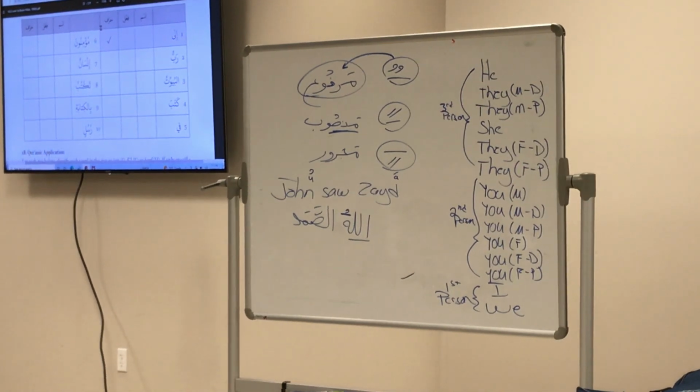But here's a review of what we talked about last week. So let's go through this chart right now and make sure that we understand ism, fi'l, and harf really well. So the first one, ila, what does ila mean? Towards, okay? And it's a harf.